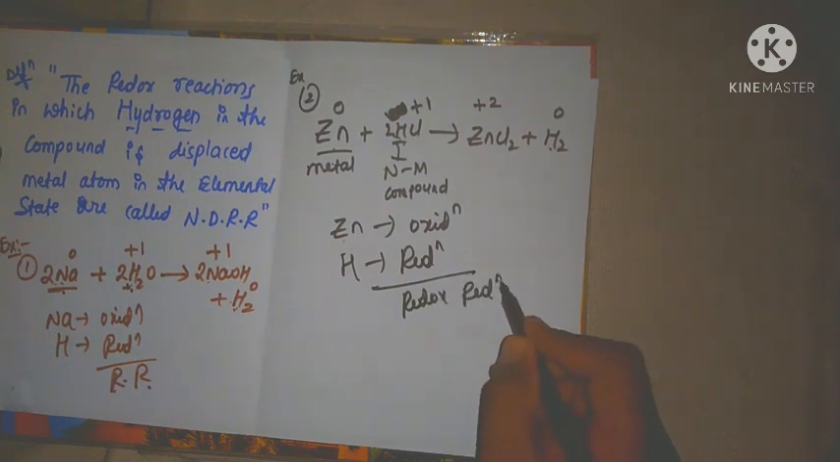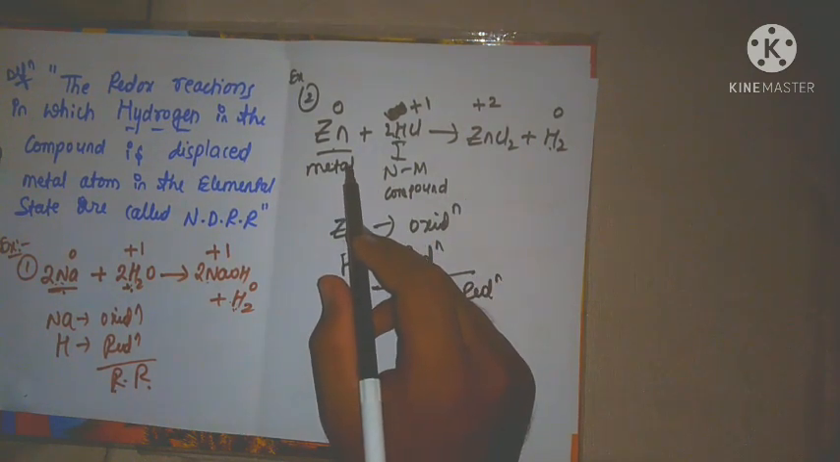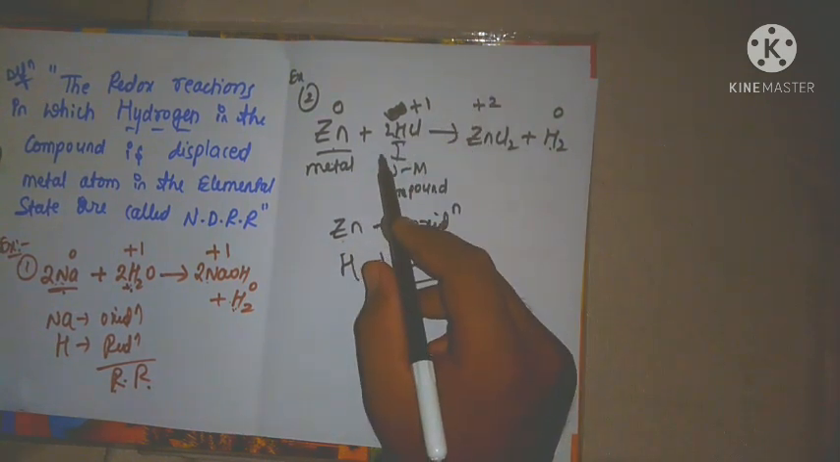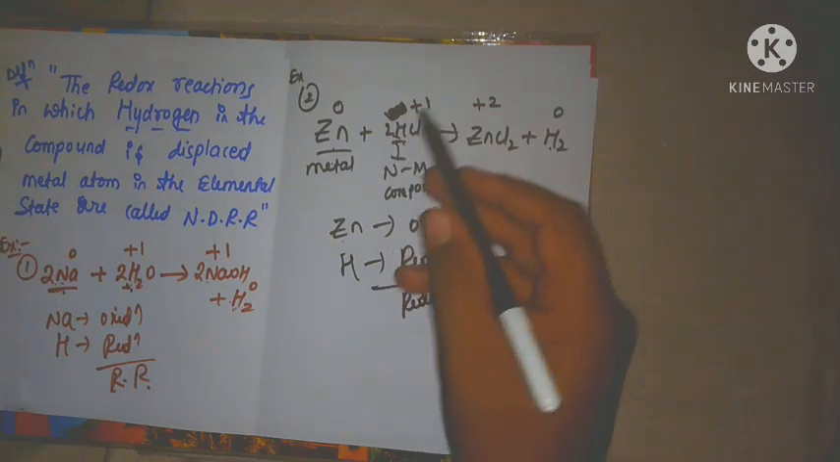Again, which type of redox reaction is it? Non-metal displacement reaction. The one which undergoes the displacement is a non-metal. Therefore it is called a non-metal displacement redox reaction. Clear?